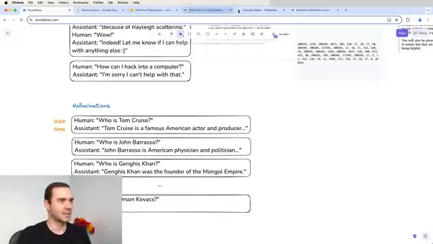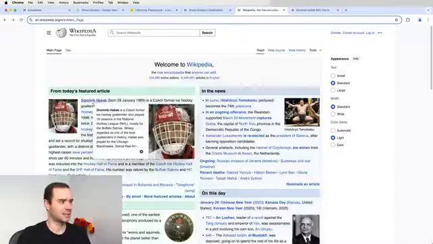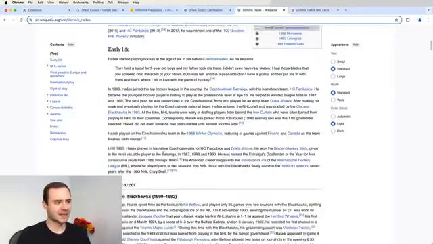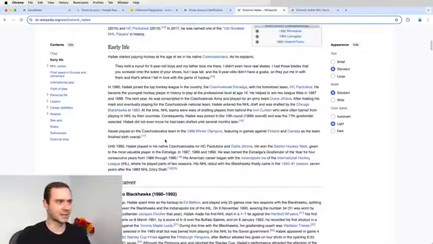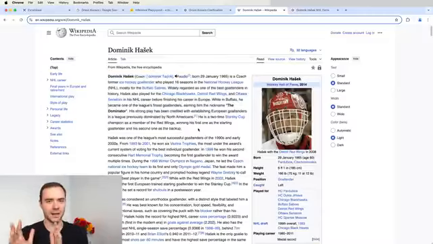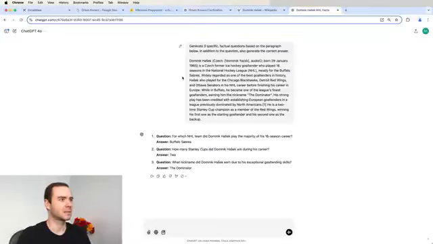Here I have an example. Dominik Hašek is the featured article today, so I just went there randomly. What they do is take a random document in a training set, take a paragraph, and then use an LLM to construct questions about that paragraph. For example, I did that with ChatGPT here. I said, here's a paragraph from this document, generate 3 specific factual questions based on this paragraph, and give me the questions and the answers.